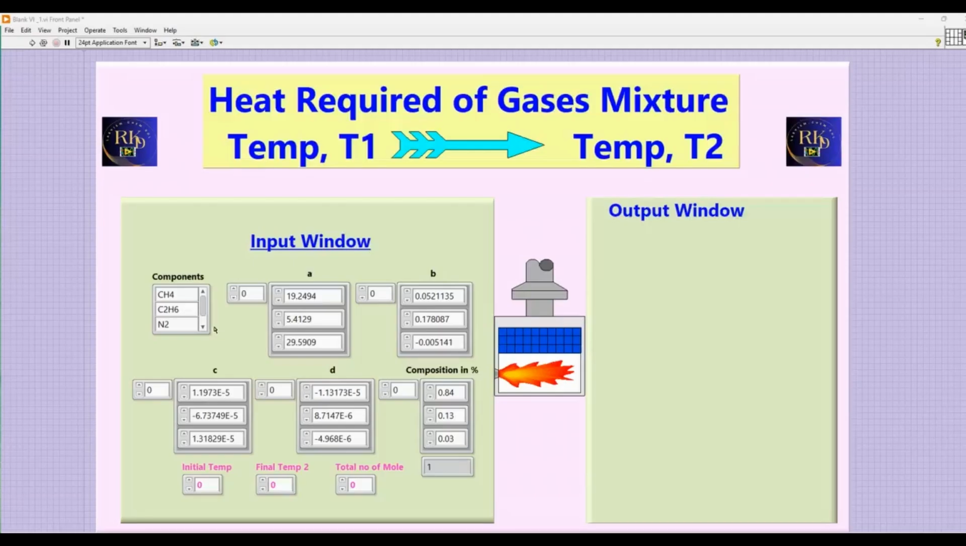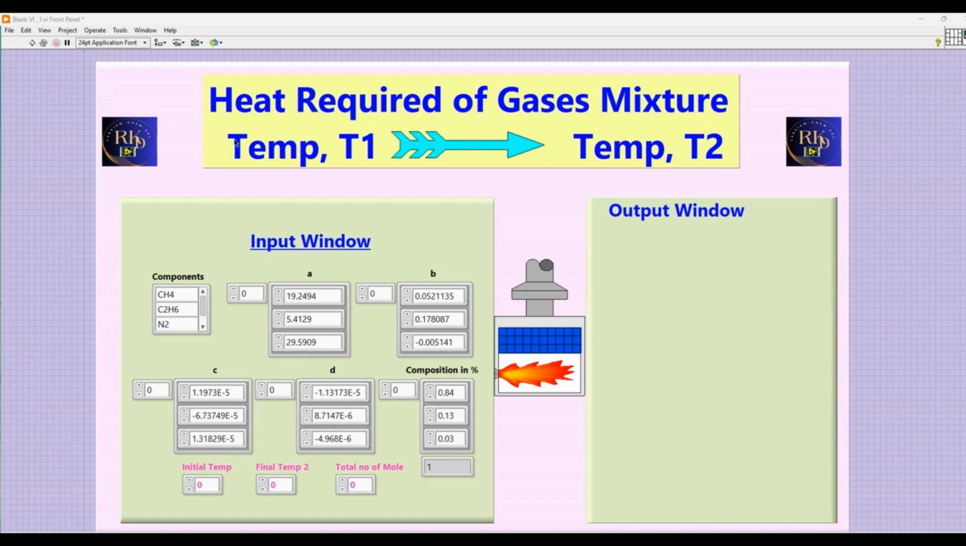Hello friends, in this video we will see how we can calculate the heat requirement of any gaseous mixture when we increase or decrease the temperature from temperature T1 to temperature T2. So here, as I already explained, to calculate the heat requirement of gases, but here we will see it for the gaseous mixture.